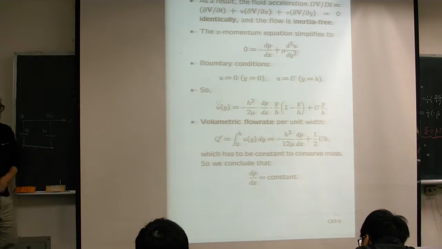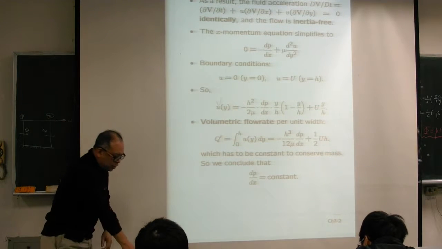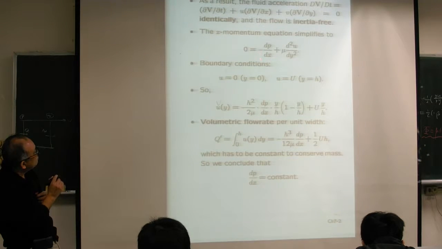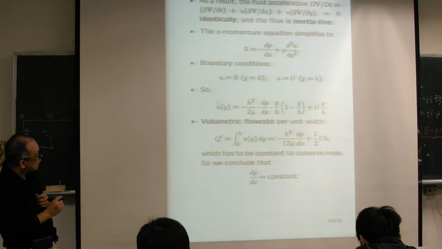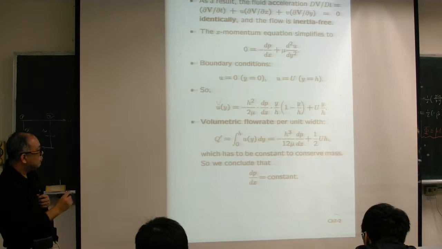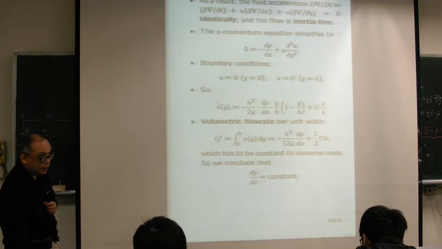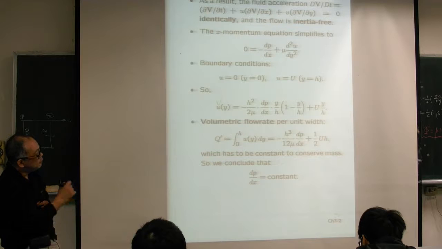Previously, during the integration, we assumed dp dx is a constant. We can prove that dp dx is a constant due to this. We can double check that our conclusion is correct: dp dx should be a constant for this flow field. So our pressure gradient is a constant for this flow field.